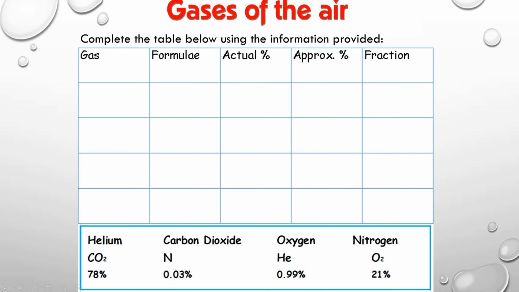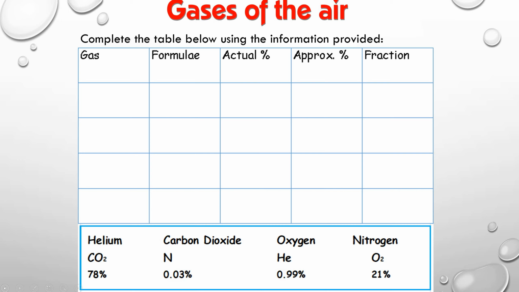So here at the bottom it tells us four different gases, the names of them: helium, carbon dioxide, oxygen and nitrogen. There are four formulas. The formulas are not matching the names of the gases there. And then there are four percentages. Now we've got five columns to complete: the name of the gas, the formula, the actual percentage, which you can Google, the approximate percentage, and the fraction, then to work out what the fraction actually is.